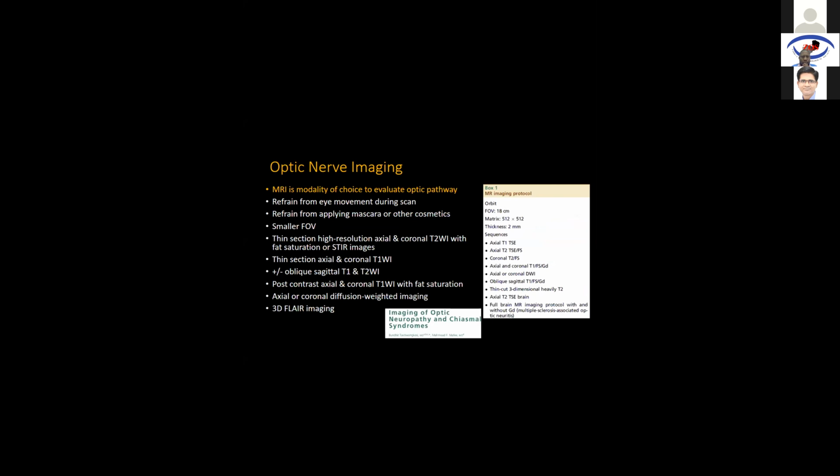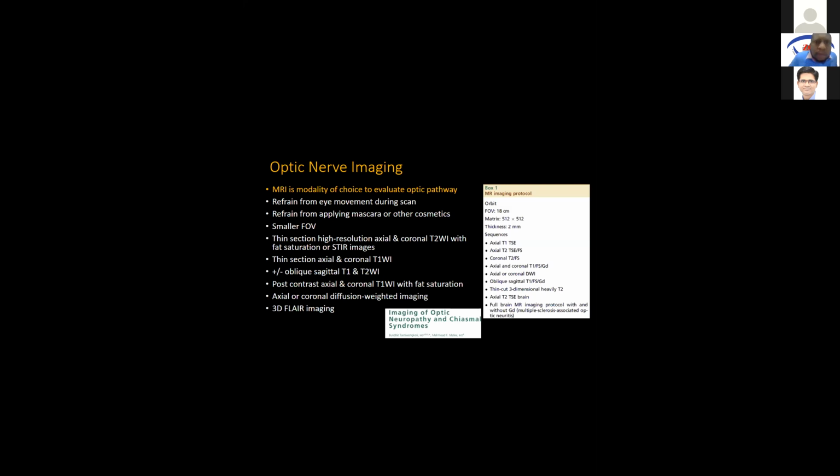And we use thinner sections because we're looking at small structures. So we do thin sections, high resolution axial and coronal T1 and T2 weighted imaging. When we're doing T2 weighted imaging, we want to do fat saturation, or we can use a specialized form of imaging called STIR, where you get fat suppression. Again, you have to do the thin sections both in the axial and coronal images. And in some cases, some centers do use oblique sagittal images to view the entirety of the nerve. We don't at our center, but that's an option. And then you want to also do high resolution post-contrast axial and coronal T1 weighted images.